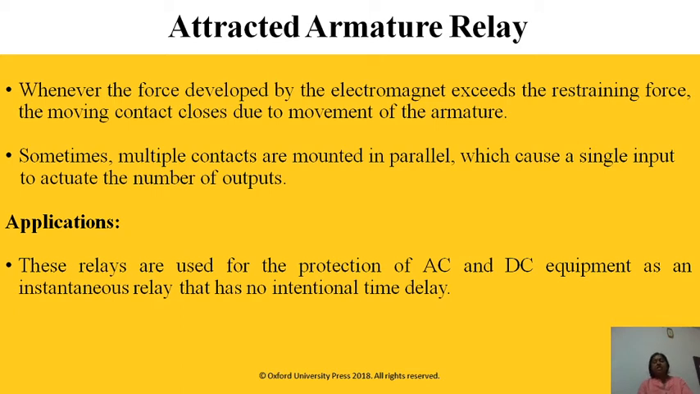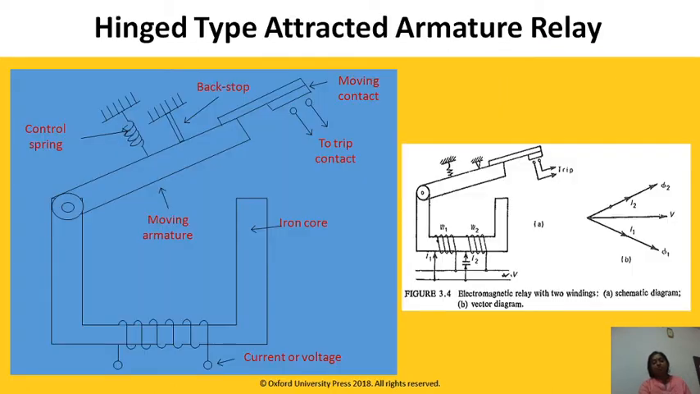Applications: these relays we generally use in your minor project. You have used this attracted armature type relay. These relays are used for protection of AC and DC equipment as an instantaneous relay that has no intentional time delay. This relay operates faster. As we cannot provide intentional time delay, we use this relay in small applications.